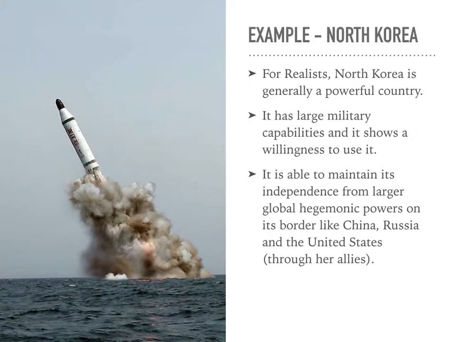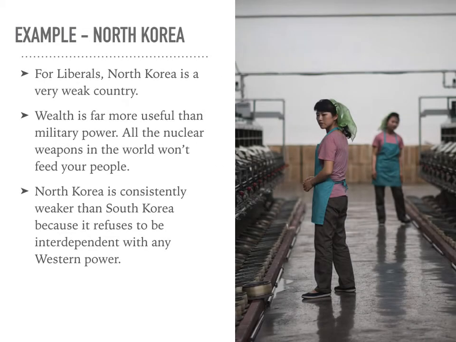And the textbook case that I gave, for example, is North Korea. Viewed by realists, it is a powerful country because it has a large military and it shows that it's willing to use it. Therefore, it's able to keep its independence from larger global superpowers like China, Russia, and the United States, all of whom it shares a border with, or at least in the United States' case, through allies in South Korea and Japan. Whereas for liberals, North Korea is a weak country because its wealth is not comparable to that of its neighbors, and wealth is far more useful than military power. You can have all the nukes in the world, but that won't mean anything if you can't feed your people. And so North Korea, according to liberals, is consistently weaker than South Korea because it refuses to be interdependent.